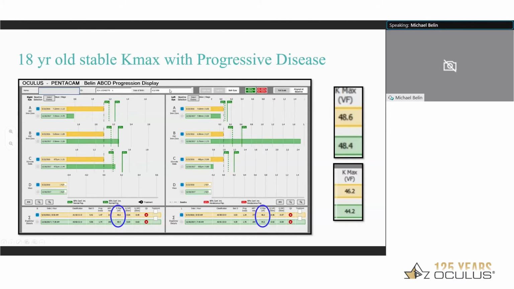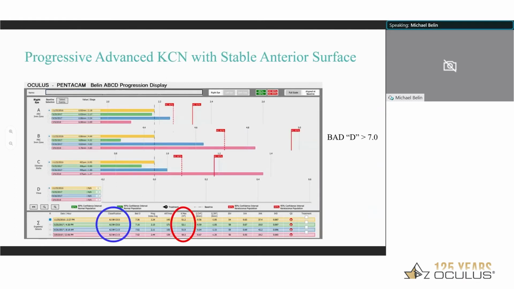We have a stable Kmax. Also, we have a stable anterior surface. This is where you want to intervene. You want to prevent loss of vision, not wait till you have a loss of vision and then wait for that loss to get worse.